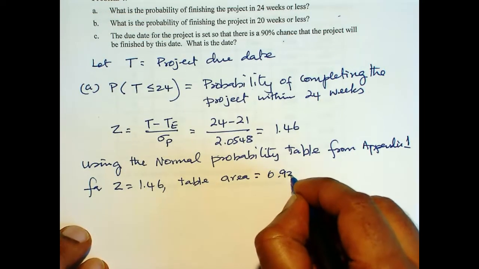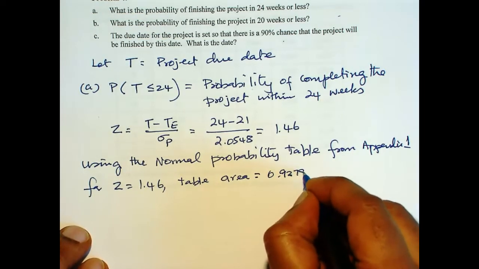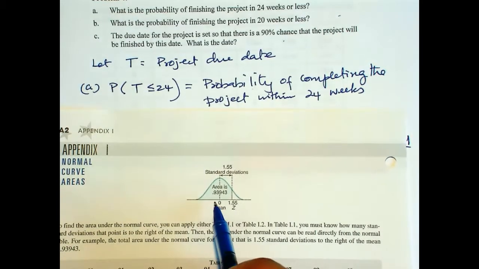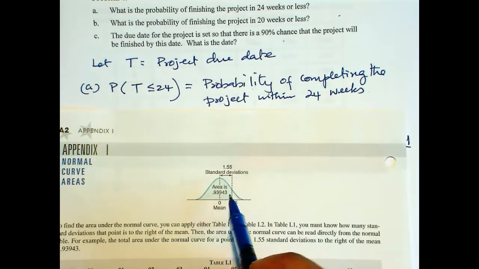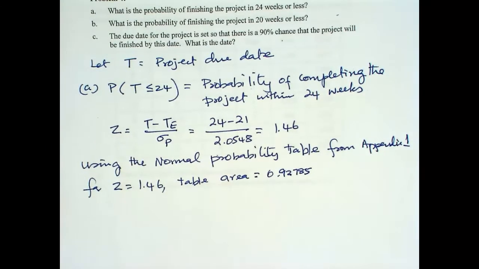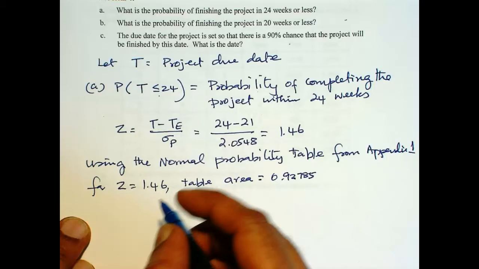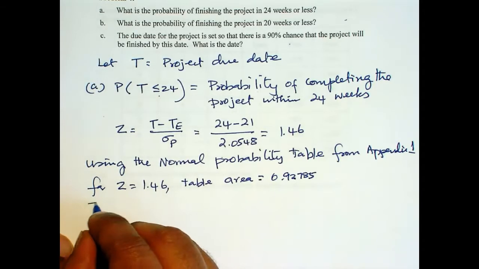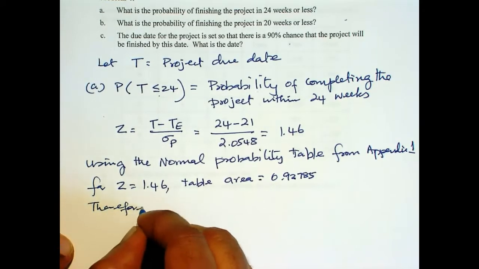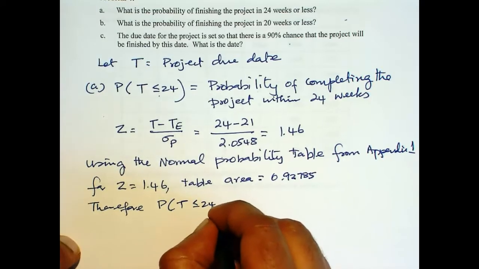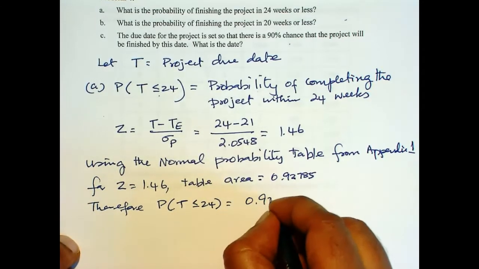Now that is the cumulative probability. If you look at the diagram at the top, you see that that's the cumulative probability. So this is the probability that we can complete within 24 weeks. So therefore, the probability that T is less than or equal to 24 is 0.92785.